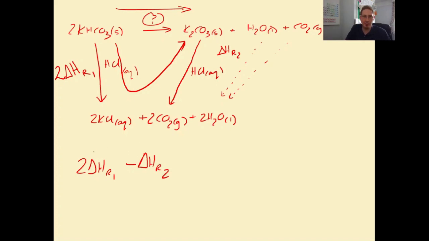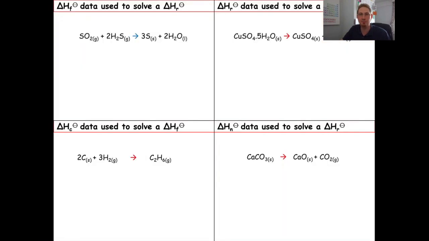And lots of people forgot that we needed 2 lots of that, because when you measured the enthalpy change of reaction, you measured it for 1 lot of potassium hydrogen carbonate falling apart.